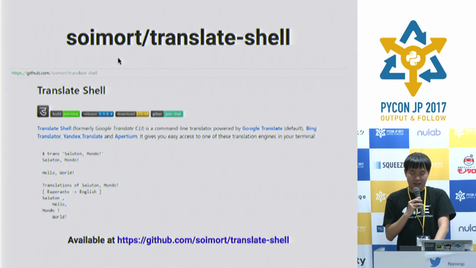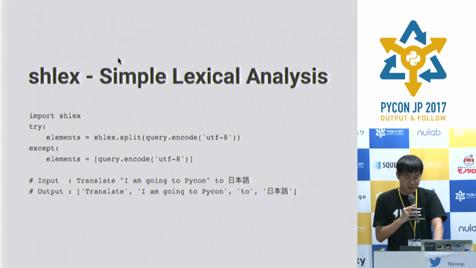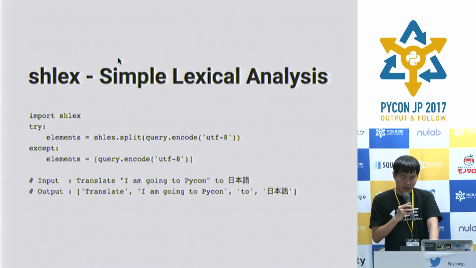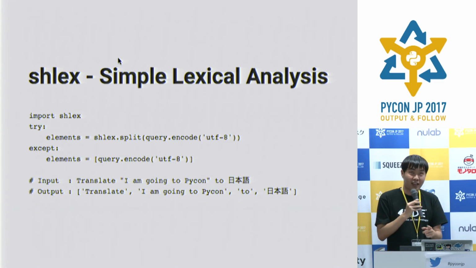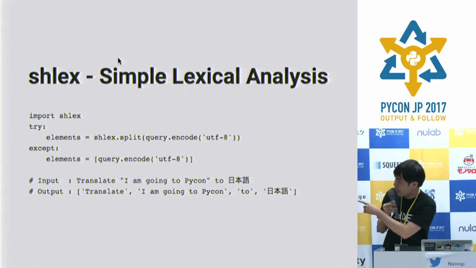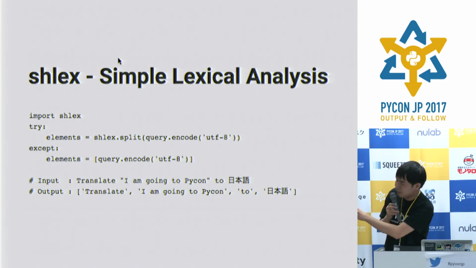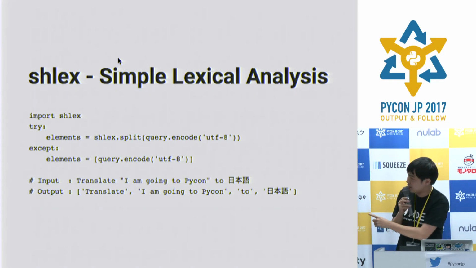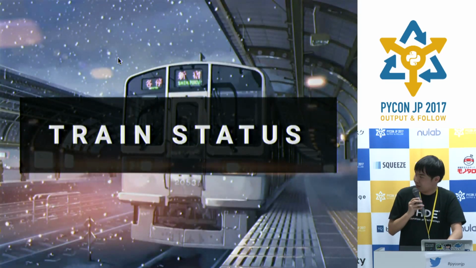For this one, I'm using the translate-shell library, which is open source and anyone can use it. And from Python, I'm using shlex for simple lexical analysis. For example, if I have the sentence "translate I am going to PyCon to Nihongo", shlex will parse it into tokens, so you could do text analysis on each keyword, in its simplest form, from the lexical analysis tools here. This is, yeah, more code, and let's skip that one.